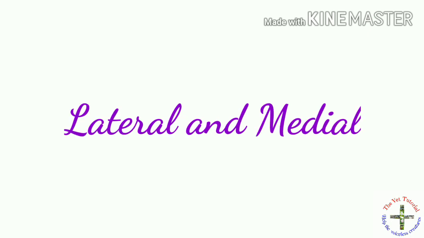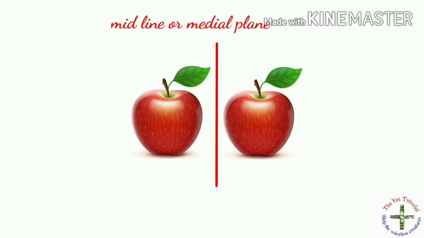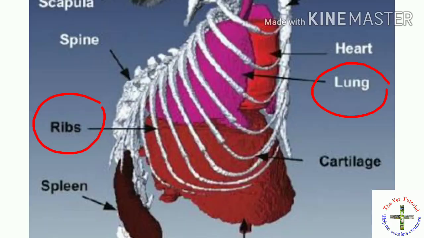As I told earlier, let's understand lateral and medial carefully. Suppose the red line is the midline or the median plane, and the apple is placed on either side of the midline and the banana is placed on either side of the apple. So here we can say that the apple is medial to the banana, or we can say that the banana is lateral to the apple. And then let's take an example from anatomy for clear understanding.